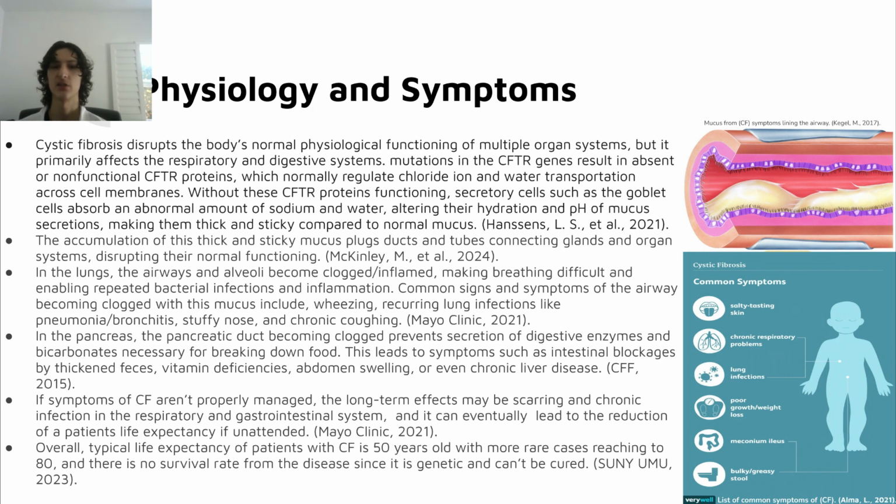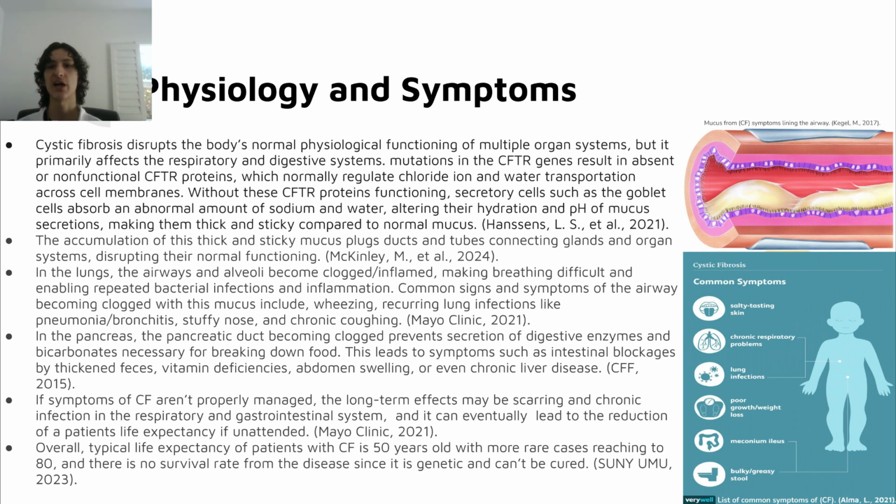Next, if symptoms of CF aren't properly managed, the long-term effects may be scarring and chronic infection in the respiratory and gastrointestinal system, and it could eventually lead to the reduction of a patient's life expectancy if unattended. Overall, typical life expectancy of a patient with CF is 50 years old, with more rare cases reaching to 80, and there is no survival rate from the disease, since it is genetic and can't be cured.